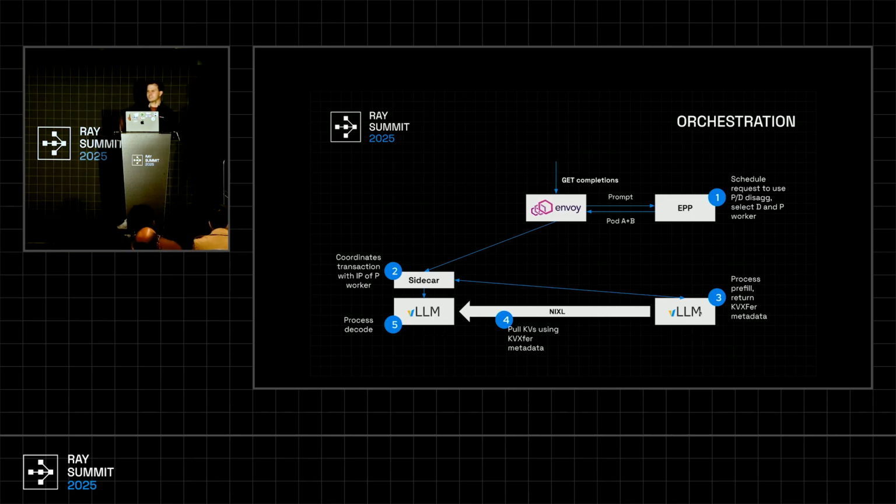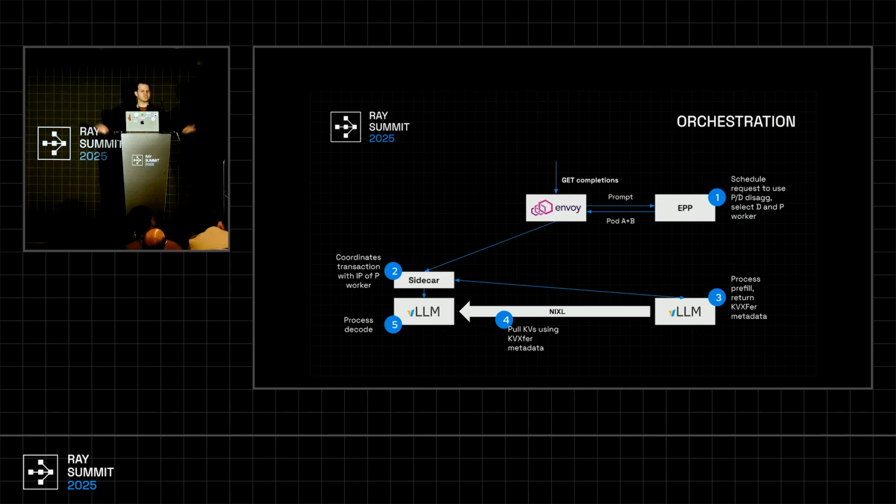The prefill worker will process the prompt, and it will then stop after processing the prompt and return some KV transfer metadata. This KV transfer metadata includes information about which KV blocks have the token IDs associated with this prompt. We send it back to the sidecar. Sidecar sends the request to the decode instance. The decode instance sees this KV transfer metadata, executes an RDMA transaction using a library called NIXL, which we've collaborated really closely with the NVIDIA team to bring into vLLM, which will actually pull the KVs from the remote instance, and then the decode worker can continue processing from there.